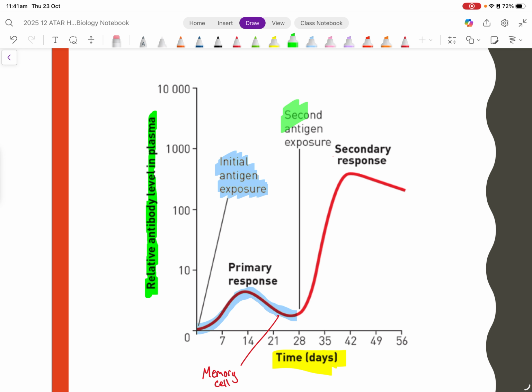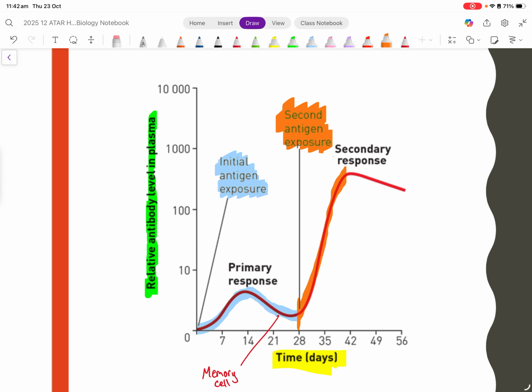So as you can see, we then have, I won't use green, I'll use orange here. We then have the second antigen exposure, so the second time they're introduced to the same pathogen. And what's begun to happen here is now we have a very rapid spike in the number of antibodies that are produced. So not only is it much faster, if we look at the gradient of that slope, but it is also significantly higher than the original primary response.